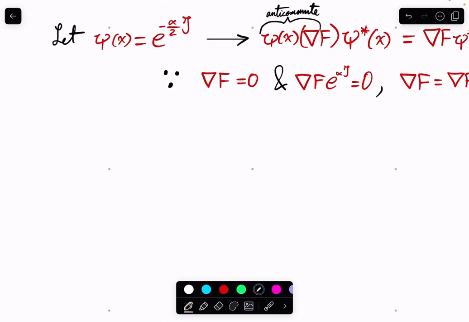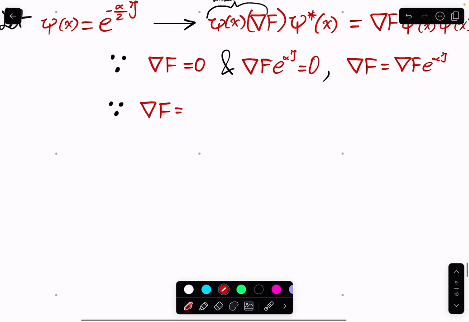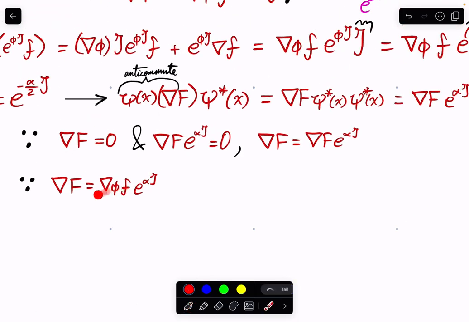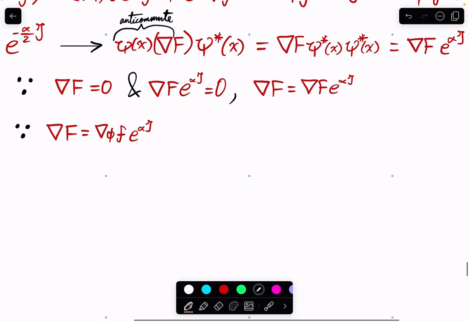Then you have, because gradient of f is equal to gradient of phi f e to the alpha I, right? You have this from up here, and you have gradient of f e to the alpha I, which is equal to gradient of f.